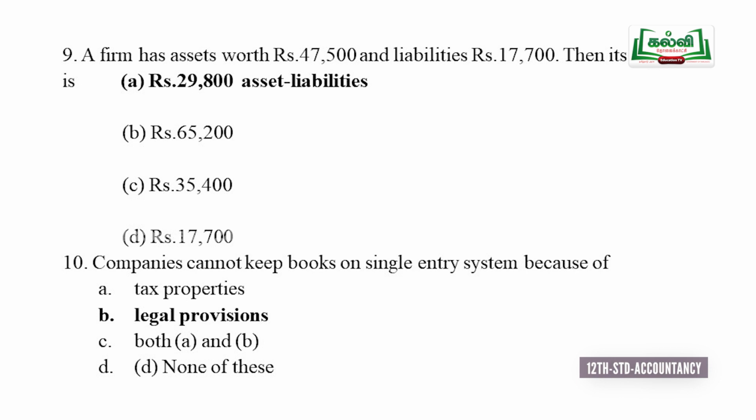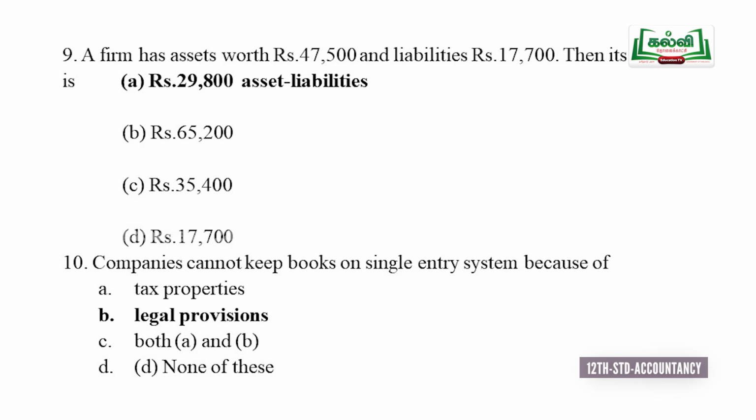Next, we pass on to question 10. Companies cannot keep books on single entry system because of? Companies can keep accounting records only on double entry system. Companies cannot keep books under single entry system because there is no legal provision, and accounting principles and standards are not followed. So, the answer is B, legal provision.